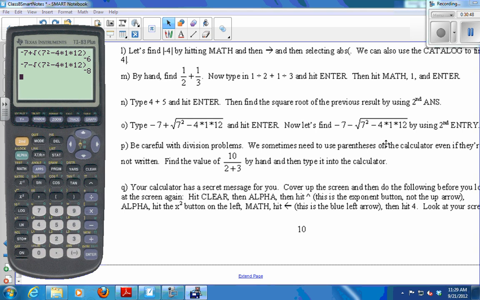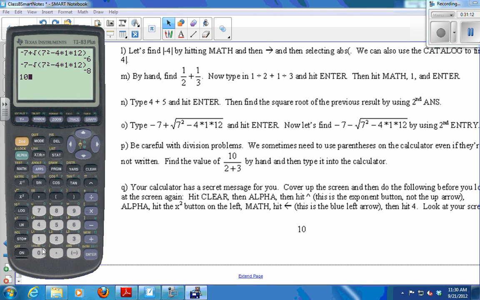Now you do have to be careful with division problems. I already mentioned this with the 8 to the 1/3, but also something like 10 over 2 plus 3. What is the answer of 10 over 2 plus 3? 2. You add the 2 and the 3 first, and then you divide 10 divided by 5, and you get 2. So 10 over 2 plus 3 is 2.